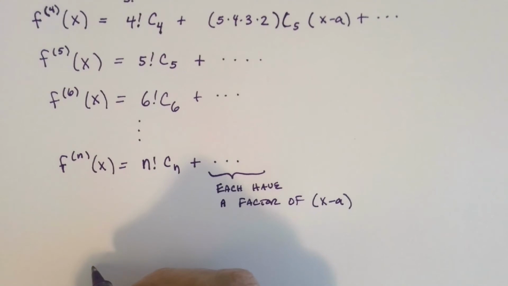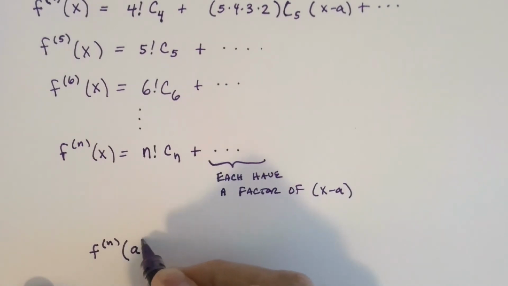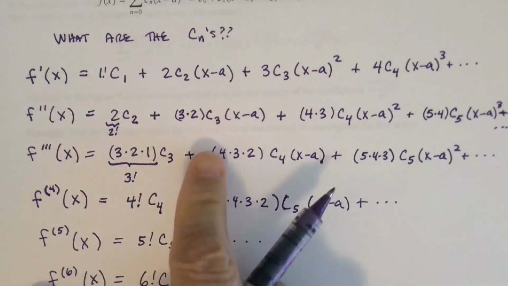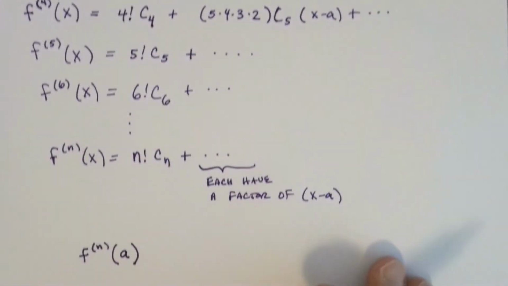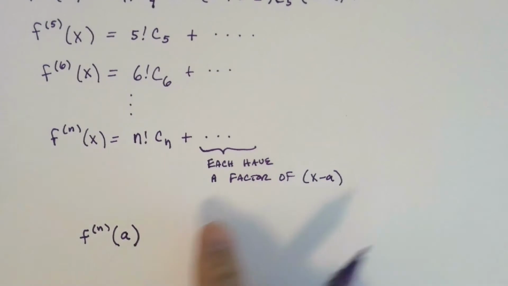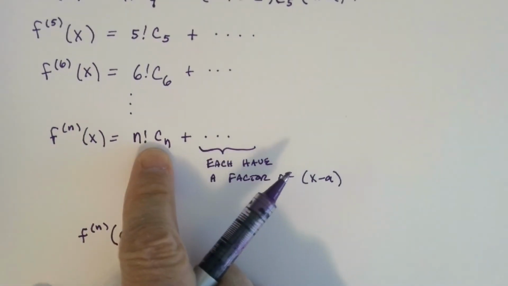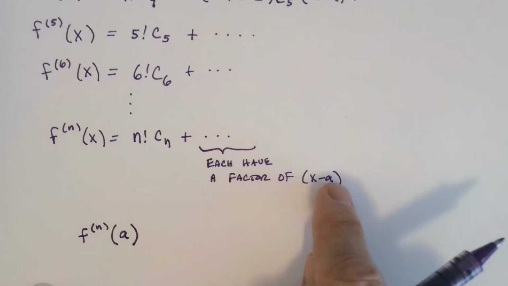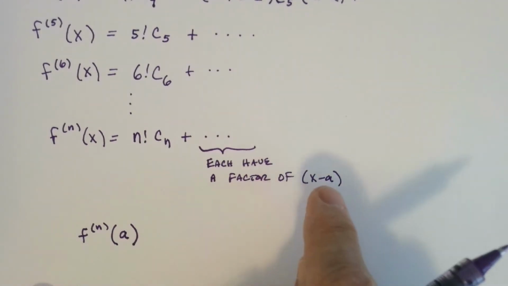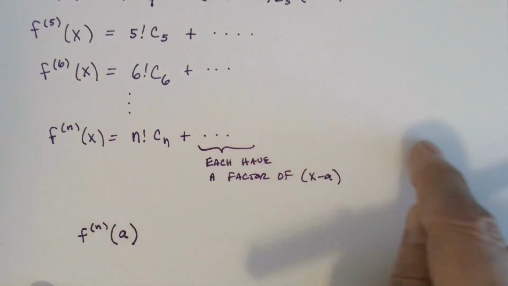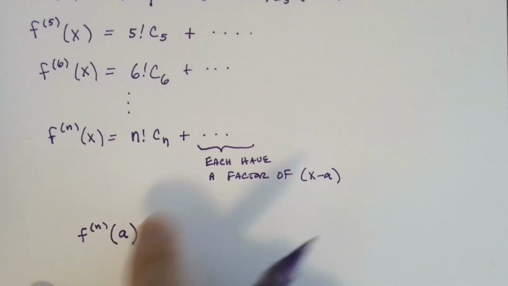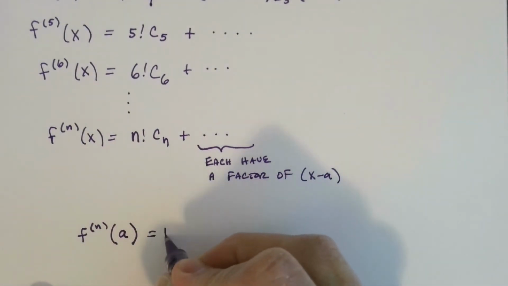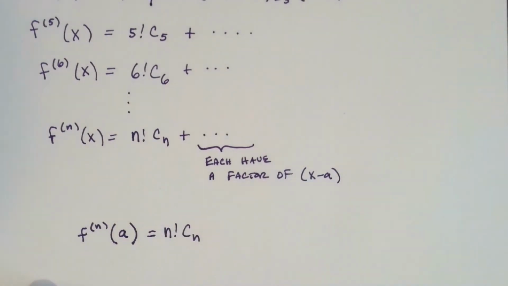Here's the neat thing. What is the nth derivative of our function evaluated at a, evaluated at x equal a? Remember, this original power series was centered about a. Each one of these has a value of x, but every time I plug in a for x, what happens? A minus a, 0. This factor becomes 0. And since each one of these infinite number of terms has this factor, when I evaluate it at a, they all go to 0. And all I'm left with is n factorial times c sub n.